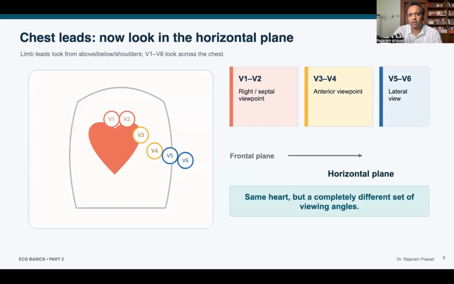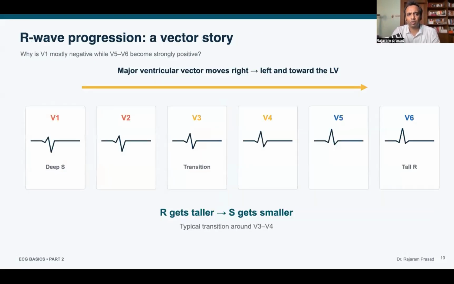Then you have the horizontal plane. You can see V1, V2, all these chest leads see the heart in the horizontal plane. Same heart, but completely different sets of viewing angles. V1 and V2 look at the heart from the right and septal viewpoint, V3 and V4 look at the anterior viewpoint, and V5 and V6 look at the lateral viewpoint. This is the R wave progression vector story. The electricity travels towards the LV, the fifth intercostal space. So you know that it travels downward and outward.